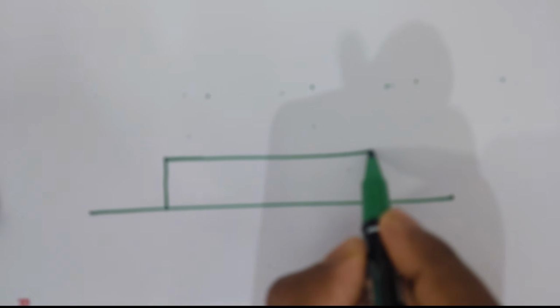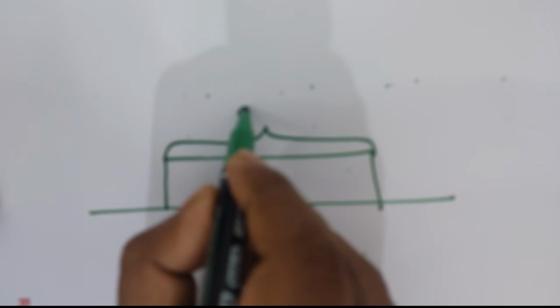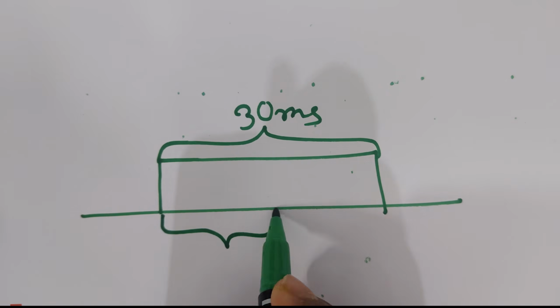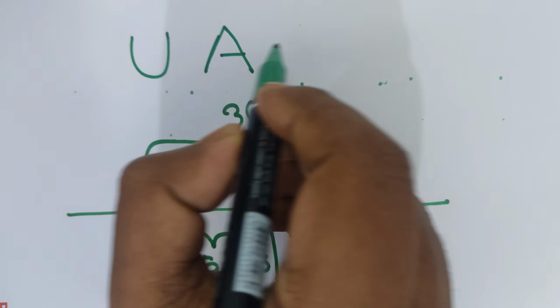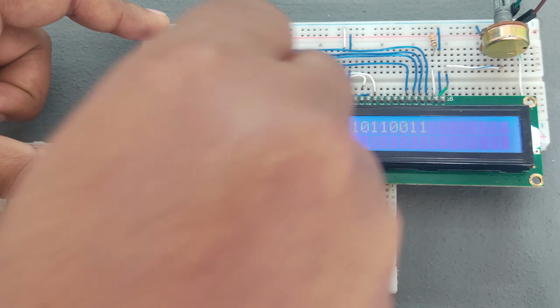The receiver needs to read the midpoint of each bit to avoid collisions. For example, if each bit lasts 30 milliseconds, the receiver starts reading at a 15 milliseconds delay. If this sounds familiar, this is exactly how UART works. Let me remove the pulse wire to show it works.